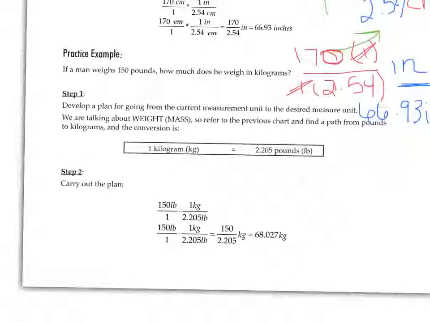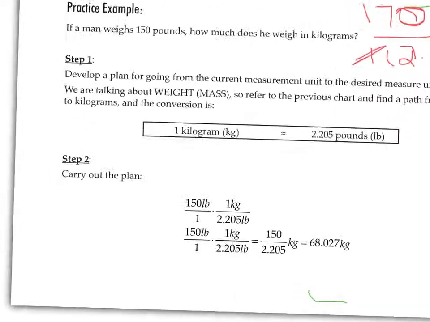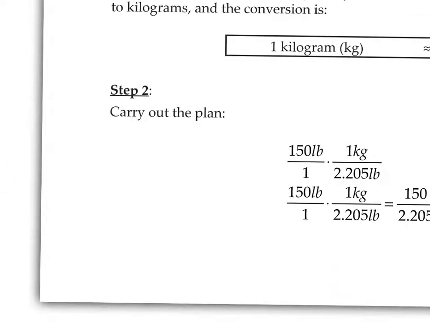All right, step 2. Carry out your plan. Oh, well, here it is. Where's the second example? If a man weighs 150 pounds, how much does he weigh in kilograms? And again, we're going to start with this given information, 150 pounds over 1. I need the pounds to cancel, so I'll put pounds down here on the bottom. I want to convert to kilograms, so I'll put kilograms here.